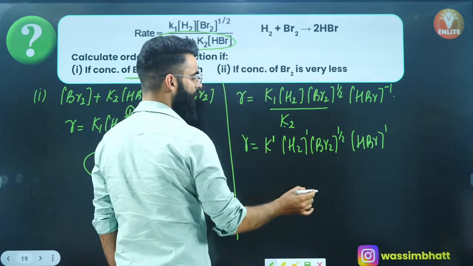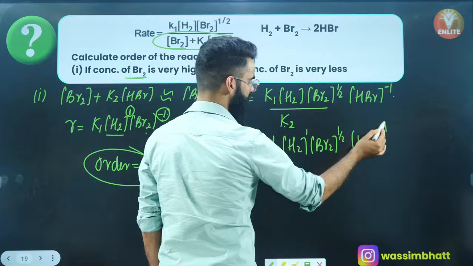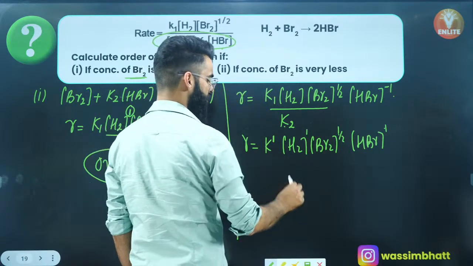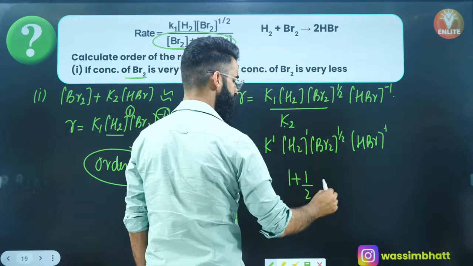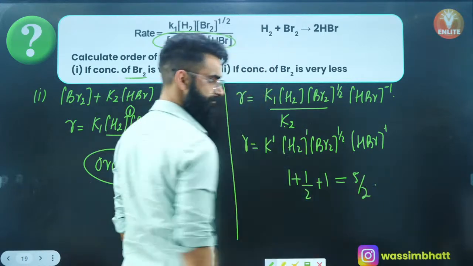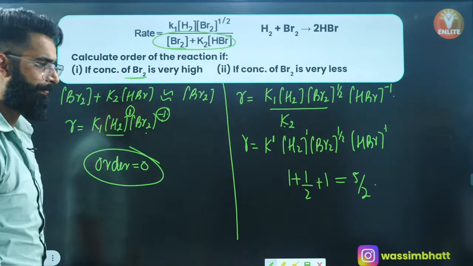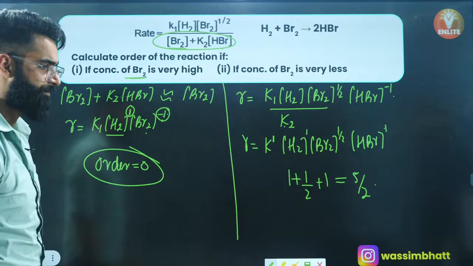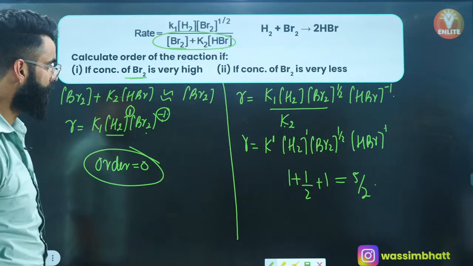So look at the powers, my dear people. This is 1, this is 1 by 2, this is 1, right? So what is going to be the overall order of the reaction? It's going to be 1 plus 1 by 2 plus 1, right? So it comes out to be 5 by 2. That's it. Perfect, my dear people. Simple and basic, right?